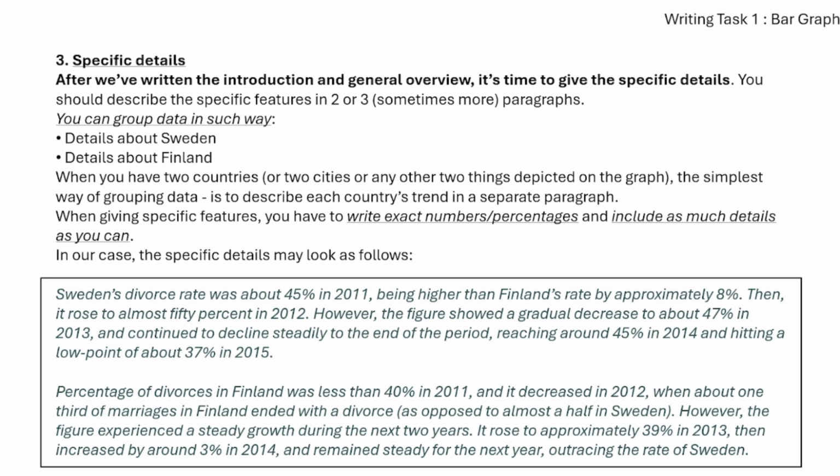So, to get a good score in IELTS Writing Task 1, just follow this structure: introduction, overview, details country 1, details country 2. Keep your language simple, clear, and well organized. Practice this structure, and you can easily achieve band 7 or higher.